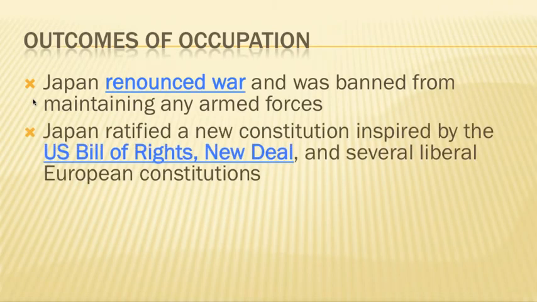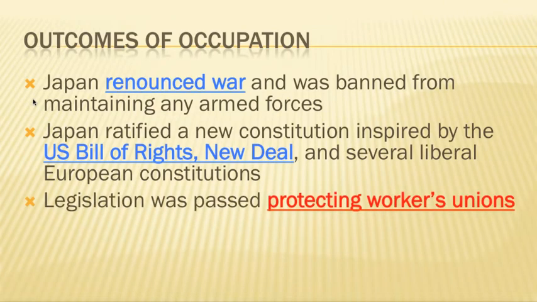Japan ratified a new constitution, so they're changing their government in the process, and this was inspired by our U.S. Bill of Rights, Roosevelt's New Deal, and several liberal European constitutions. So they did a lot of research into figuring out what do we want to look like, what kind of government do we want to have. So, by losing a war, Japan is changing quite a bit, going from this imperialistic country that took over other places, that revered their emperor. Those kind of things are going to disappear with all of this.